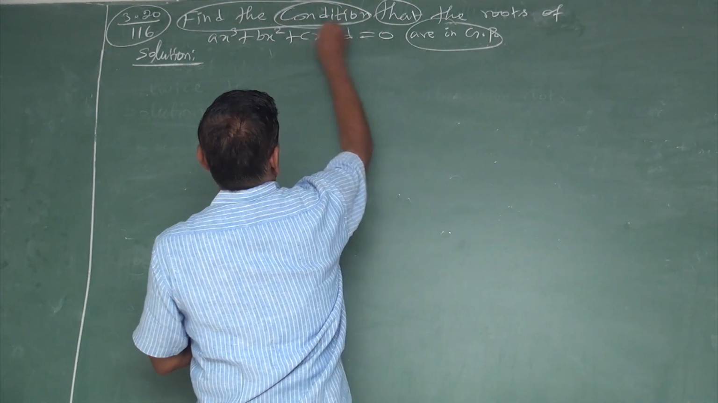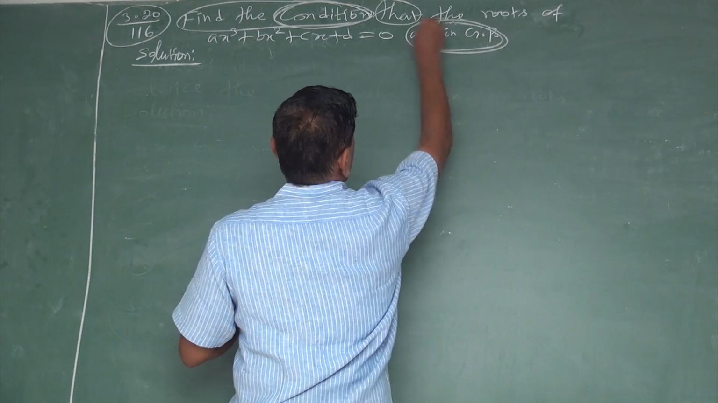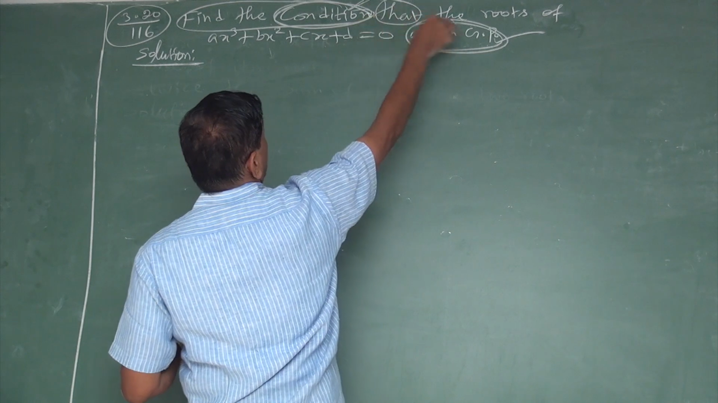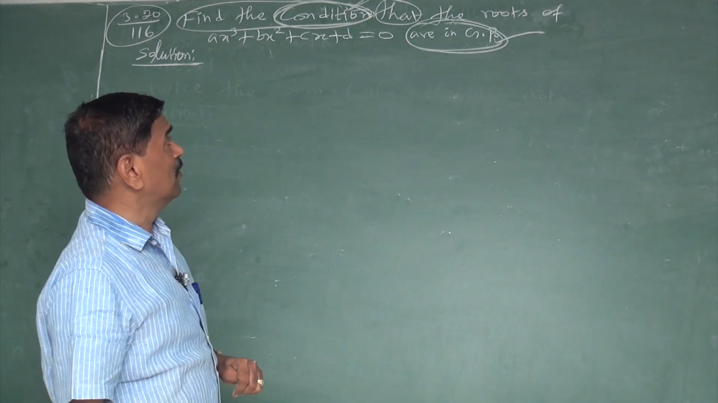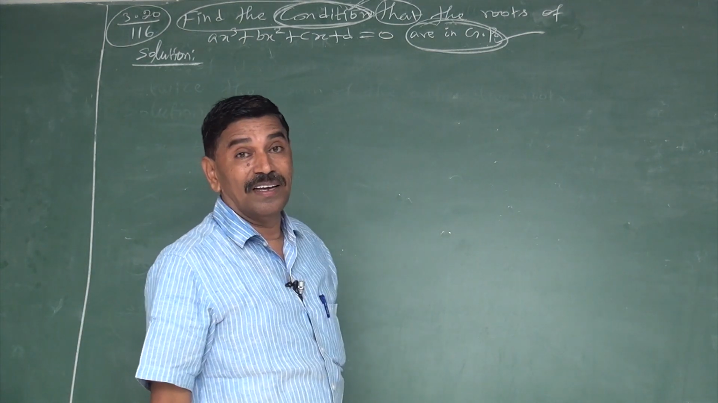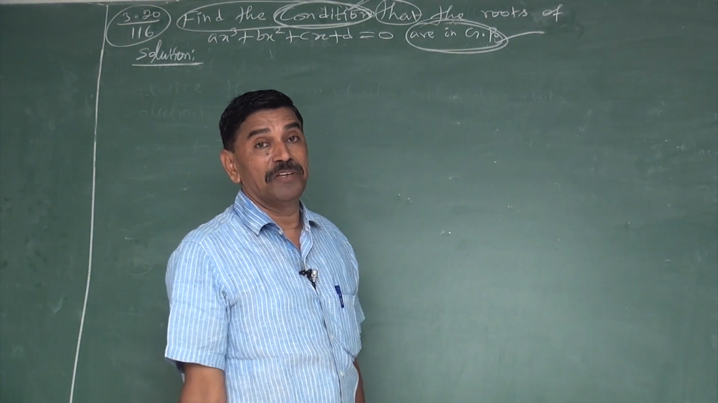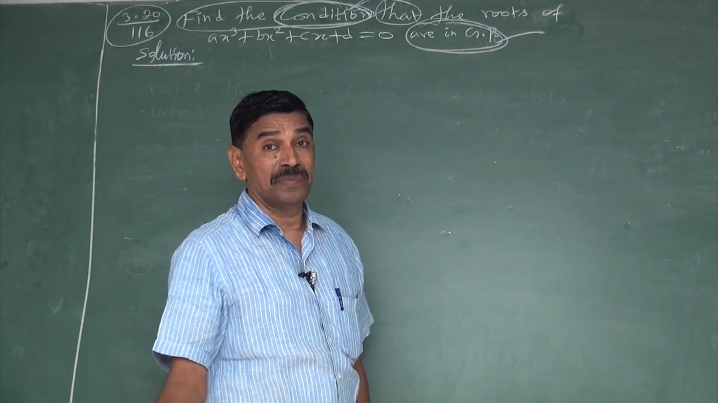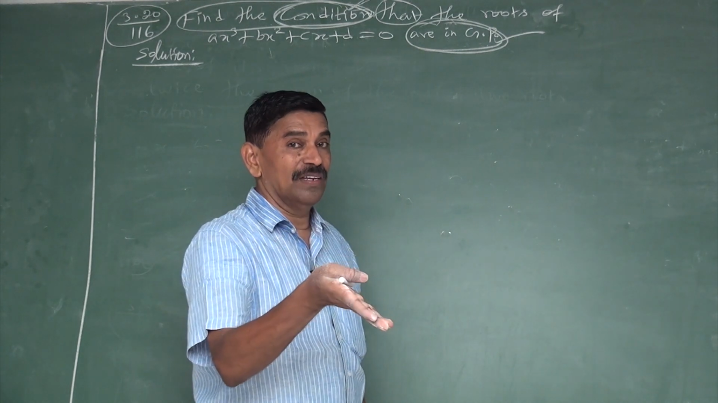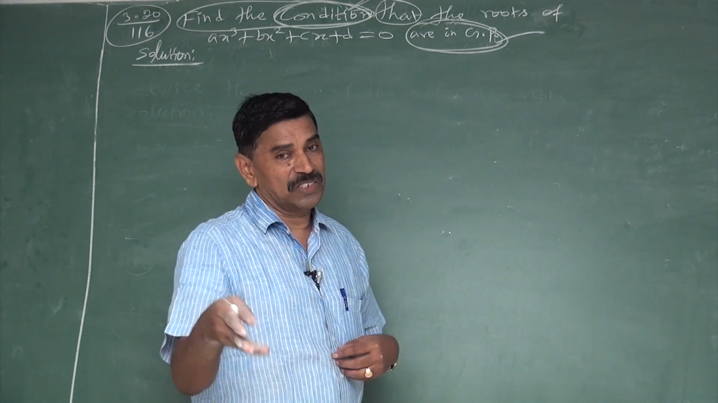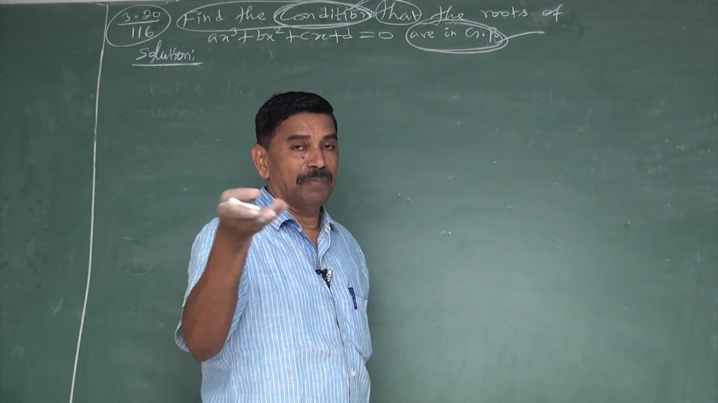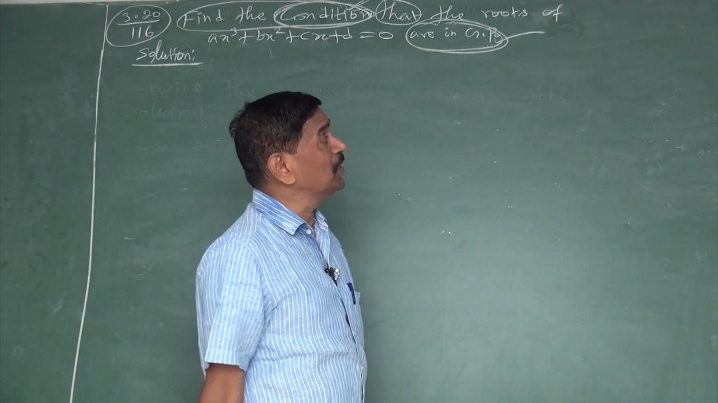We want to find the condition such that the roots are in GP, that's all. So GP is the given condition, and we want to find what condition results if the roots are in GP. Any idea? Can you tell me what the form of three terms in GP will be? Very good: a by r, a, ar. One can use alpha instead of a also, correct. Alpha by r, alpha, alpha r.